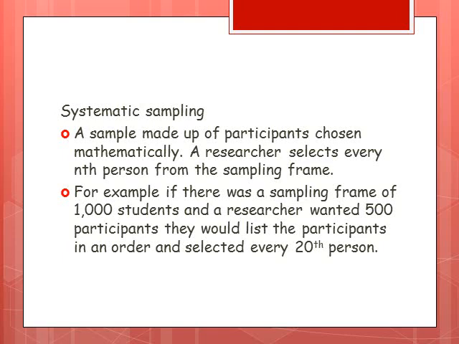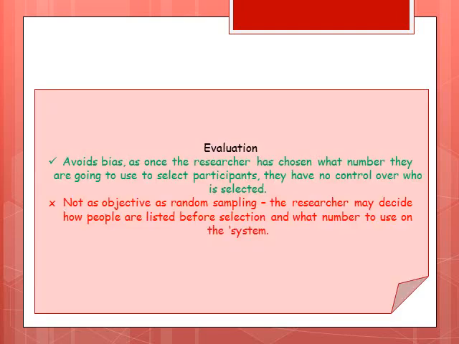Systematic sampling is when the sample is made of participants chosen mathematically. So the researcher selects every nth person. So it could be every fifth person in a row, or every 10th person. So if they have a sampling frame of 1,000 students and the researcher wanted 500 students, they would select every 2nd person. It avoids bias, as the researcher has chosen what number they are going to use to select them, so they have no control over who's selected.